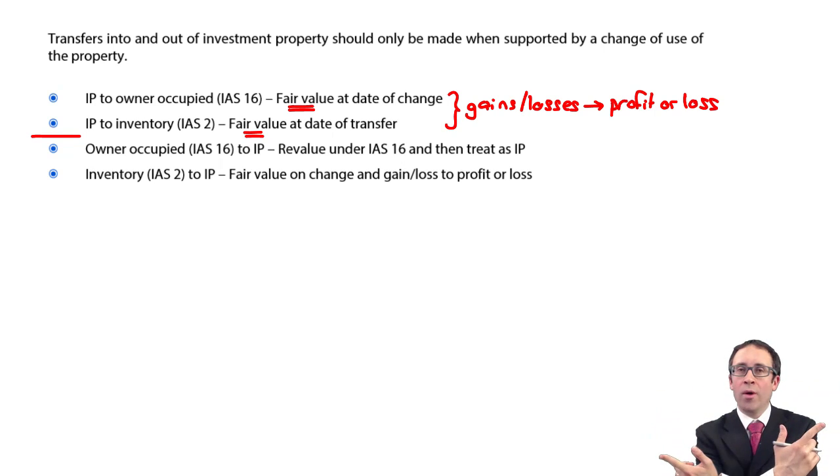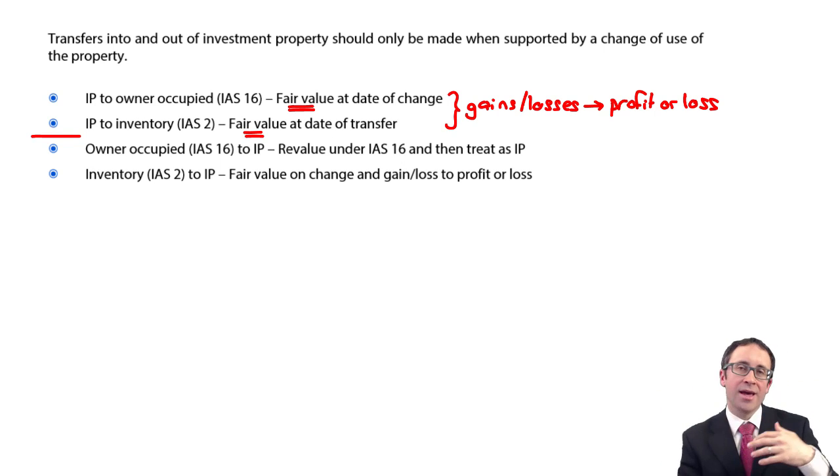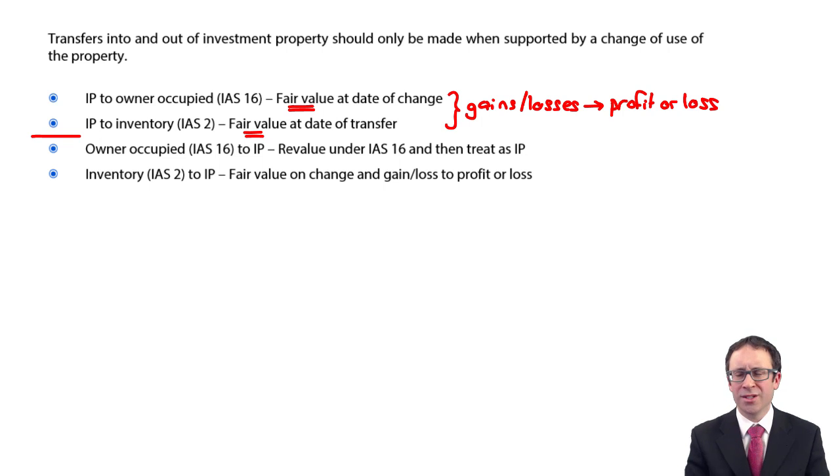What about the other way round? So it is owner occupied and you now transfer it into investment property. So you vacate your head office and lease it to somebody else under an operating lease.